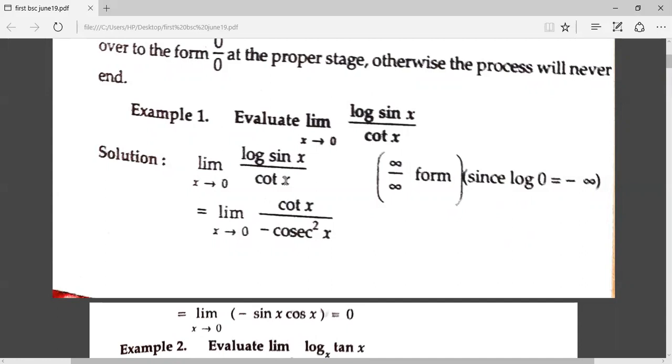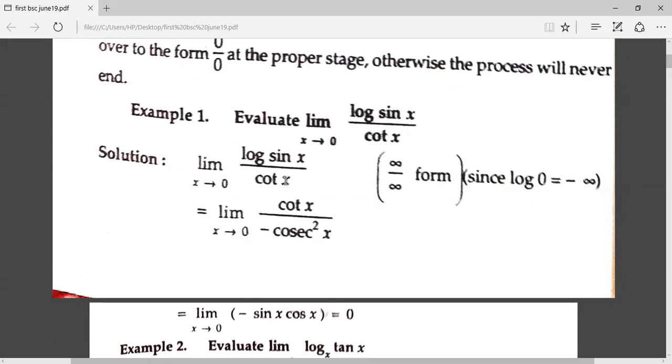Before that, you can simplify this. What is cot x? Cos x by sin x. What is cosecant square x? It is 1 by sin square x. So if you simplify this, how have you got this step? By putting cot x equals cos x by sin x and cosecant square x equals 1 by sin square x. One sin x cancels and one sin x comes to the numerator. You will get minus sin x cos x as limit x tends to 0.